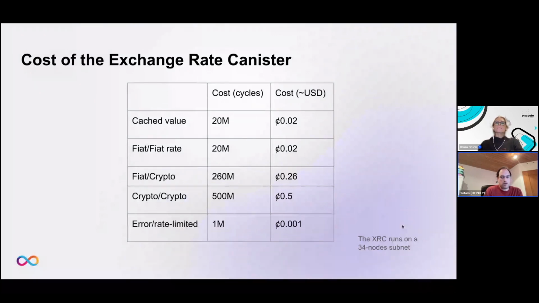The exchange rate canister runs on a 34-node subnet, so the costs are quite low compared to the value you get, because a 34-node subnet means it's more secure. It makes a lot more HTTP requests for each actual request. There are 34 nodes making the same request to the remote servers. So even if you run on a 13-node subnet, the data you get is to some extent considered even more secure, because it runs on a 34-node subnet.